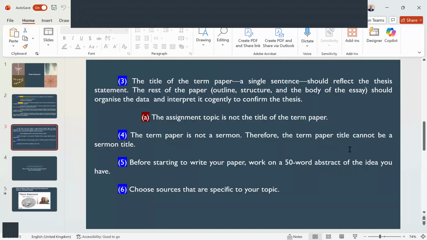That's the whole point. Then before starting to write a paper, work on a 50-word abstract of the idea you have. And I can tell you why I suggest this. I found it extraordinarily interesting. Both when I did my master's, we had to write about a 25,000 word thesis. I wrote a 50 word abstract of my whole idea. It came much before I started writing, but much after I read quite extensively on a particular issue I was investigating.